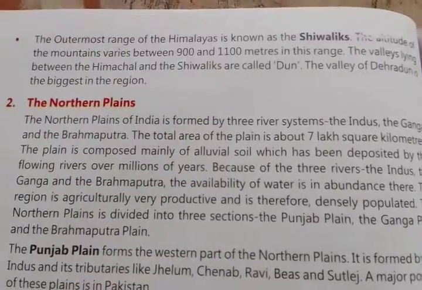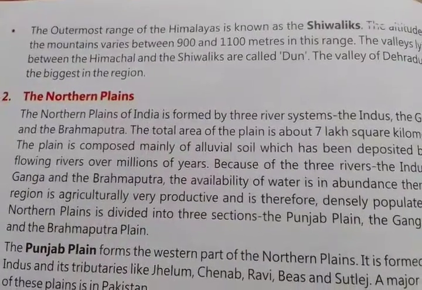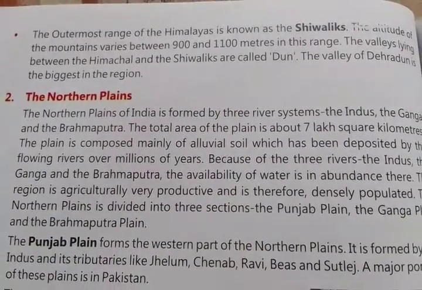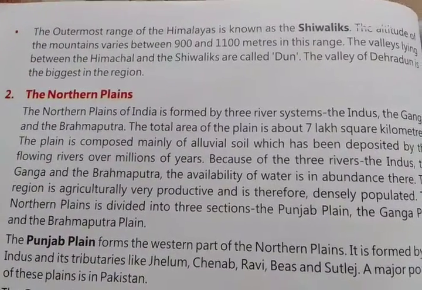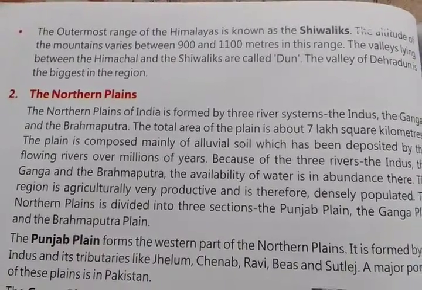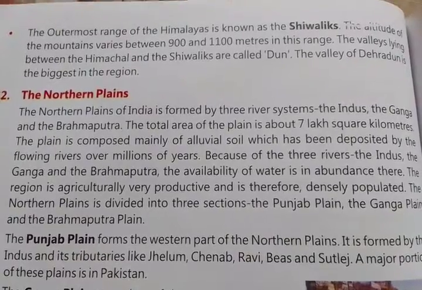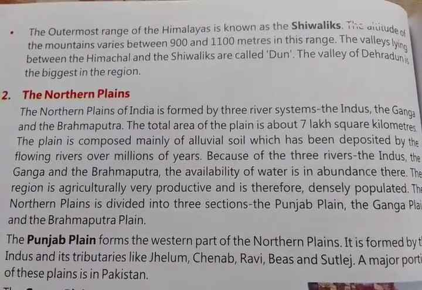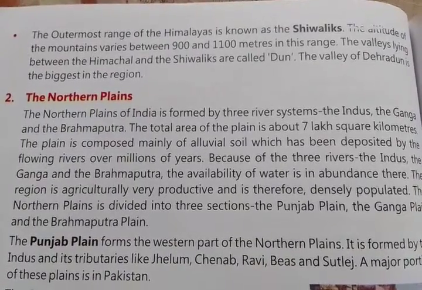The outermost range of the Himalayas is known as the Shivalik. The altitude of the mountains varies between 900 and 1100 meters in this range. The valleys lying between the Himachal and the Shivaliks are called Dun. The valley of Dehradun is the biggest in this region. Next is the northern plains.